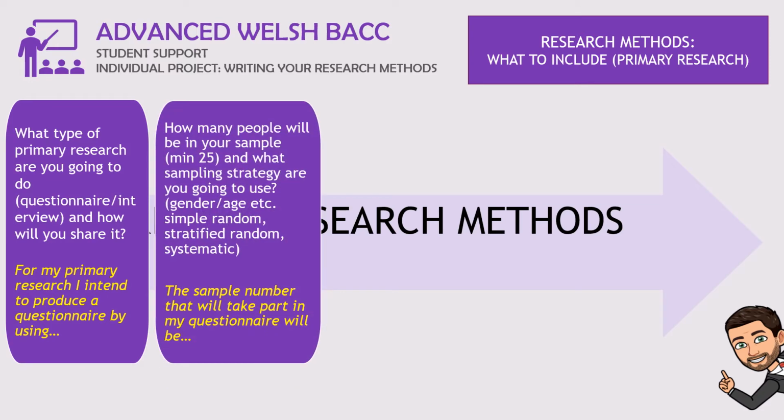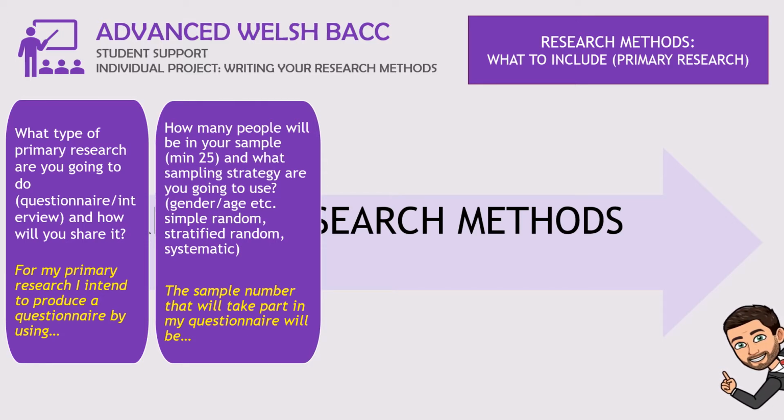Okay, so if we're looking at sentence starters, the first one, quite simply, when you're talking about what type of research you're going to do primary wise: for my primary research, I intend to produce a questionnaire, using something as simple as that. You're using a descriptive writing approach in your research methods. It doesn't necessarily have to be littered with lots of academic phrasing or expression. The most important thing in your research method is whoever is reading it knows what you're going to do, how you're going to conduct your research for your primary and your secondary, and what you're going to do with the information and data collected.